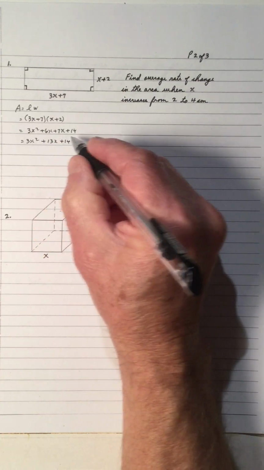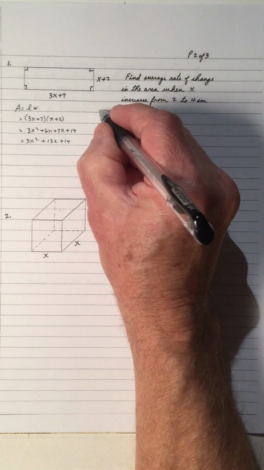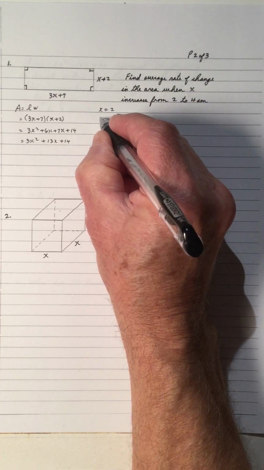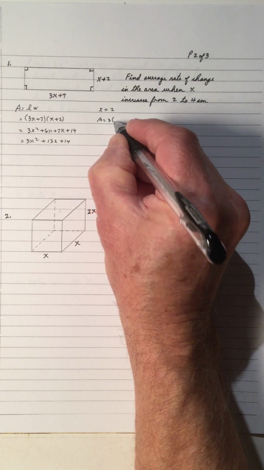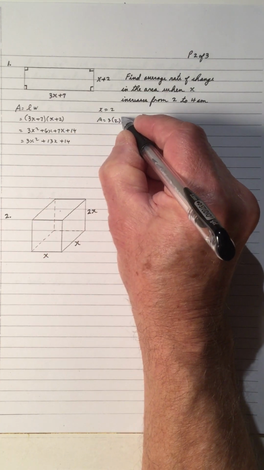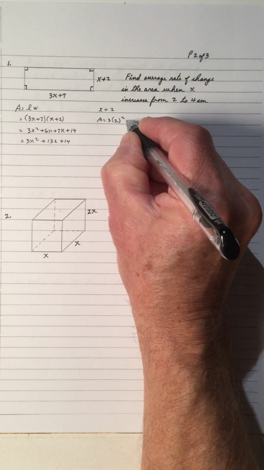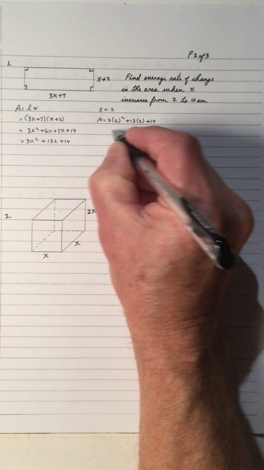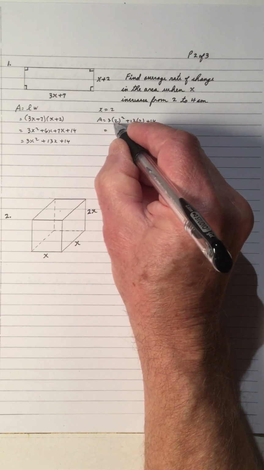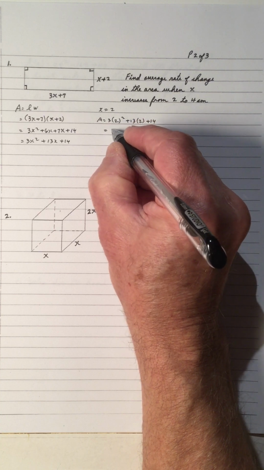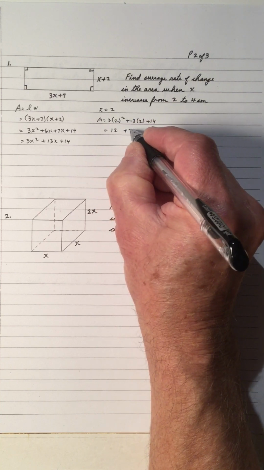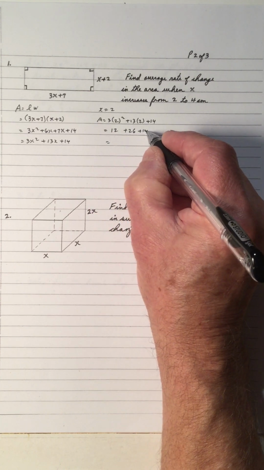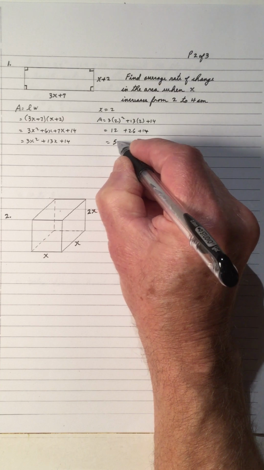So the area is a function of the width. So when x is 2, we can find the area by subbing 2 in the place of x. So it's 3 times 2 squared plus 13 times 2 plus 14. And that gives us, we square first, 4 times 3 is 12, 26 plus 14. And that's 40 plus 12 is 52.